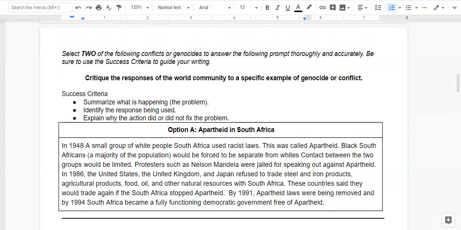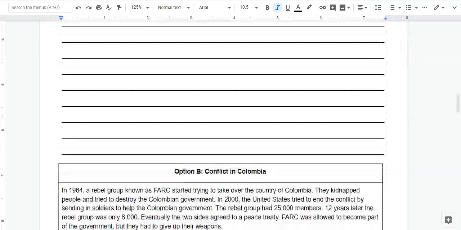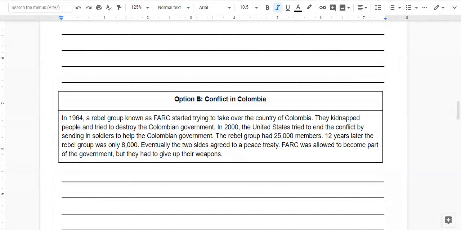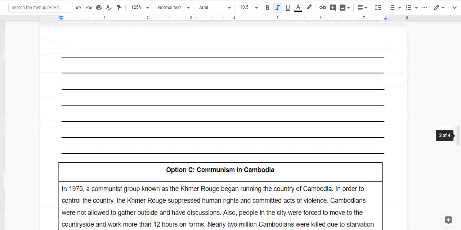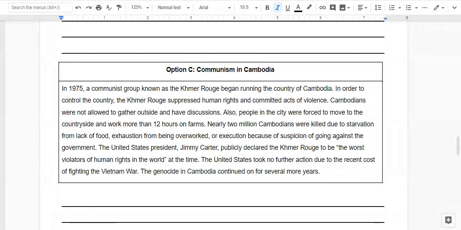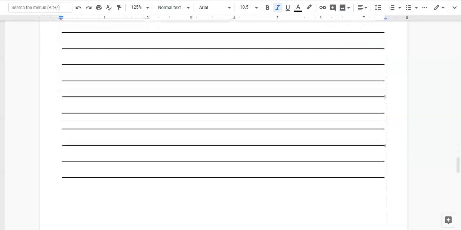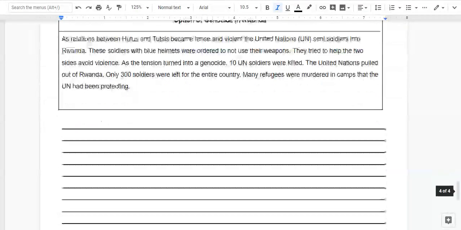All right, now for the really grade level stuff. So really important, you only have to do 2 of these readings, okay? So I'm going to give you some hints about which ones I think you should tackle. You should really do whichever ones you think are easiest for you. You have option A about apartheid, option B, conflict in Colombia, communism in Cambodia, option C there, genocide in Rwanda.